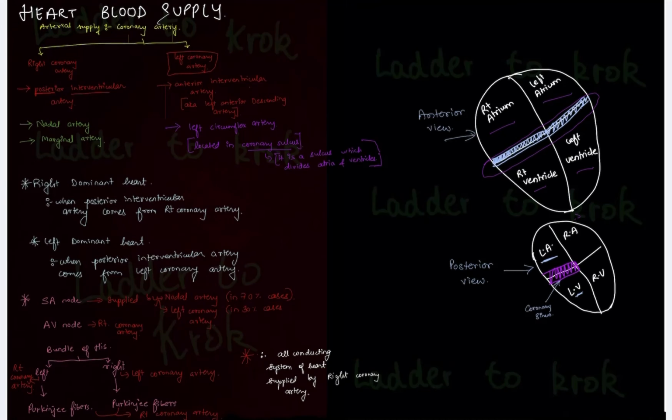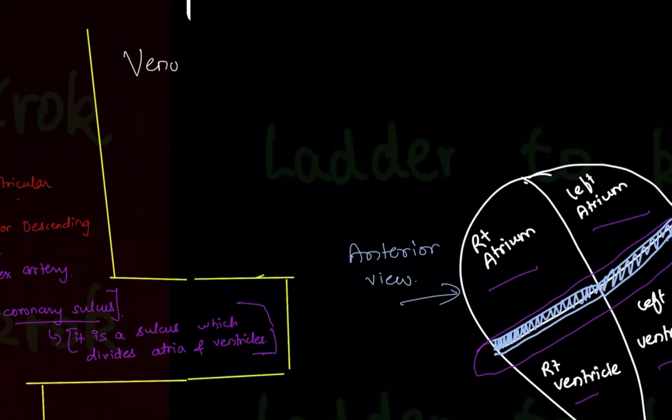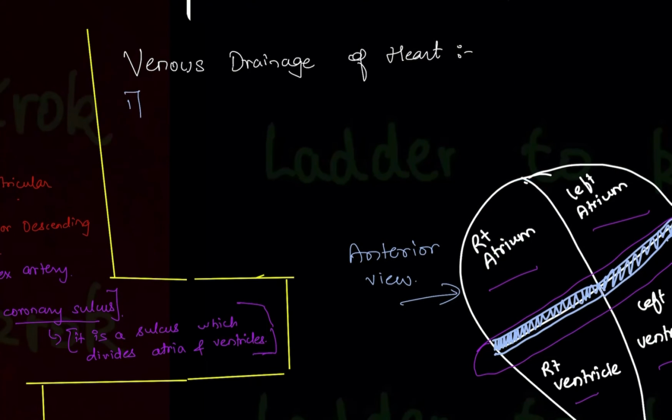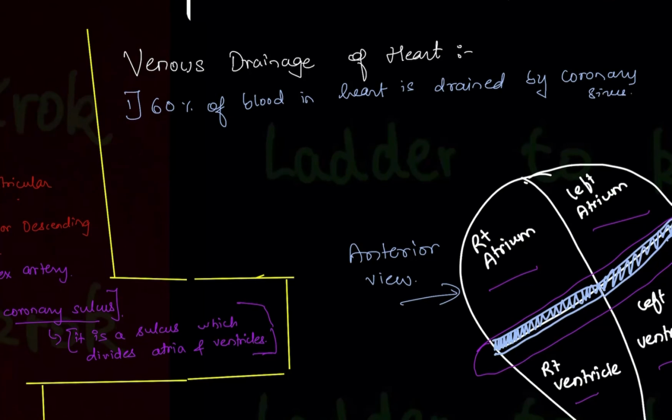Now let's do the venous drainage of the heart. Very easy. First write down the important point that 60% of the blood in the heart is drained by the coronary sinus. The coronary sinus opens into the right atrium and is formed by many veins coming together. So let's know the tributaries of the coronary sinus, or which veins are draining into it.